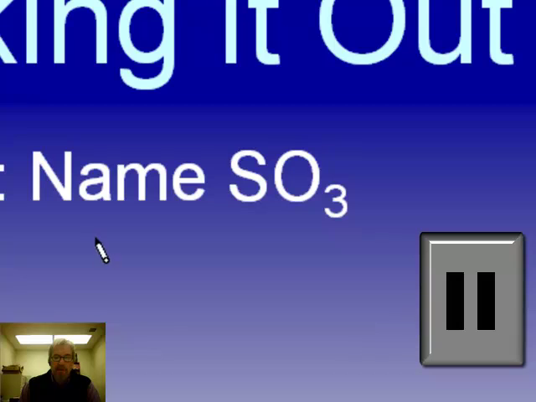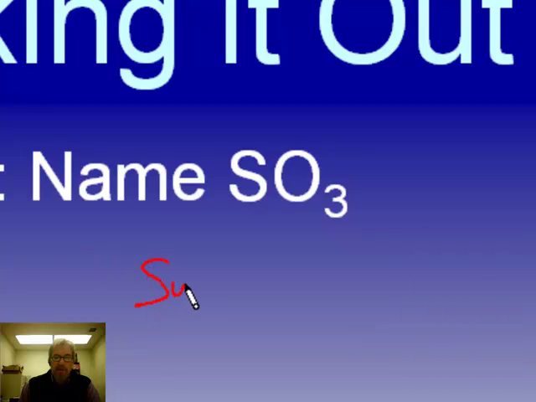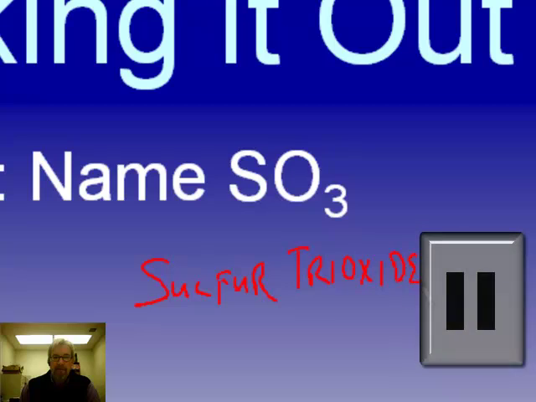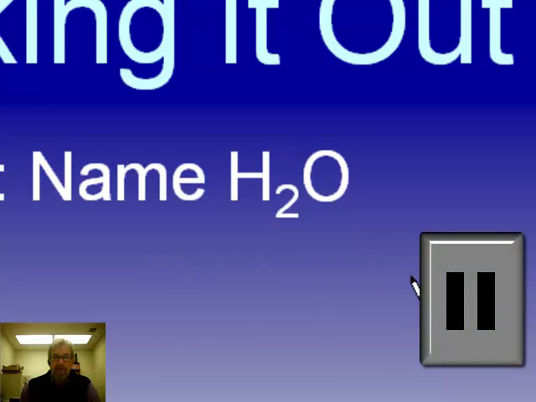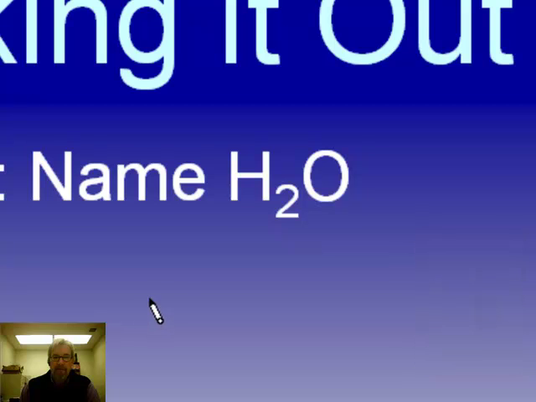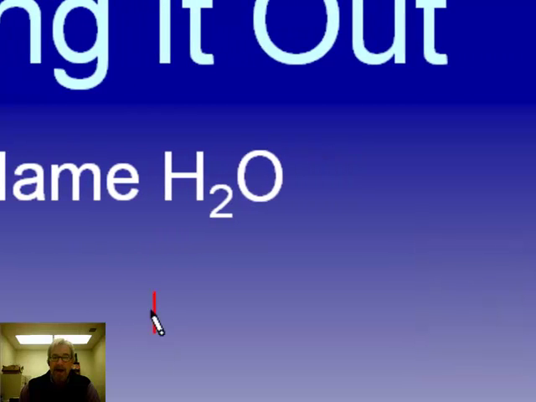Name this one. Subscript on sulfur is 1, so just sulfur. Subscript on oxygen is 3, so we start with tri, and we end with oxide. Name this one. Well, most people would just call this water, but the technical name for it is dihydrogen. And then there's a subscript of 1 on the oxygen, so monooxide or monoxide.